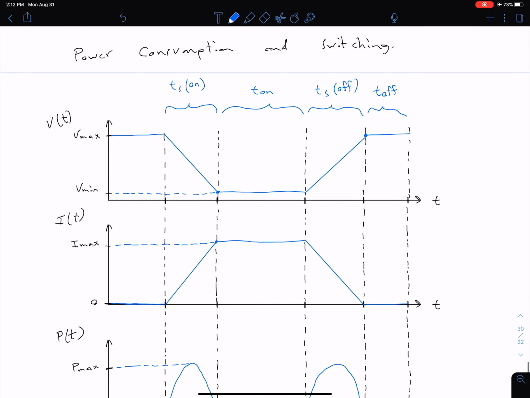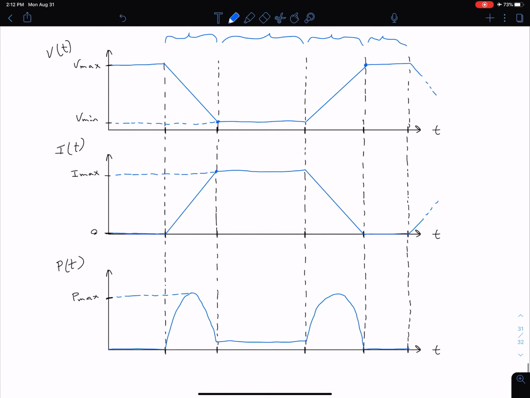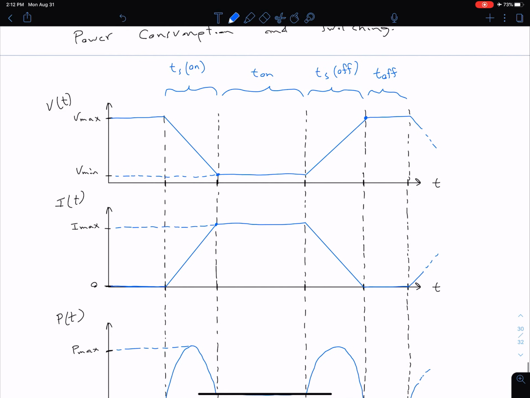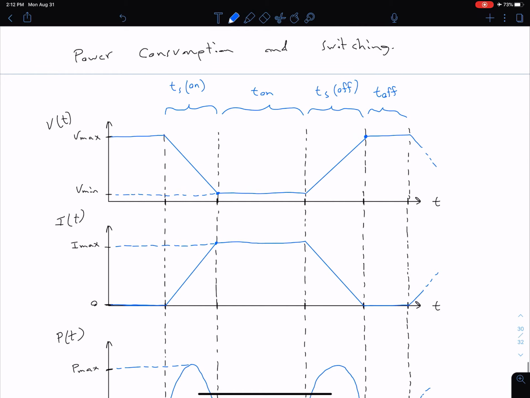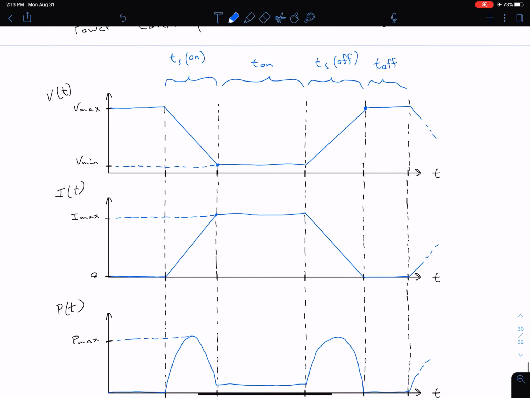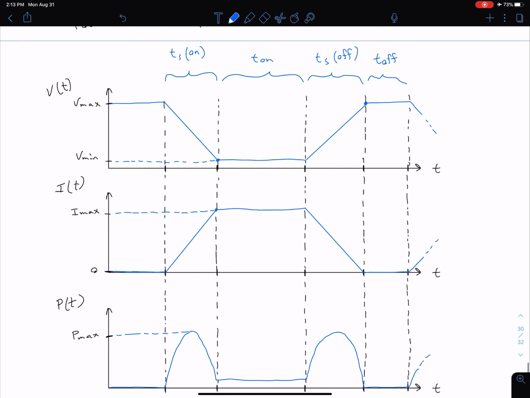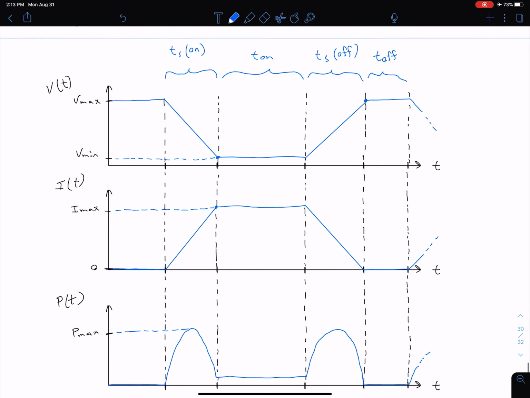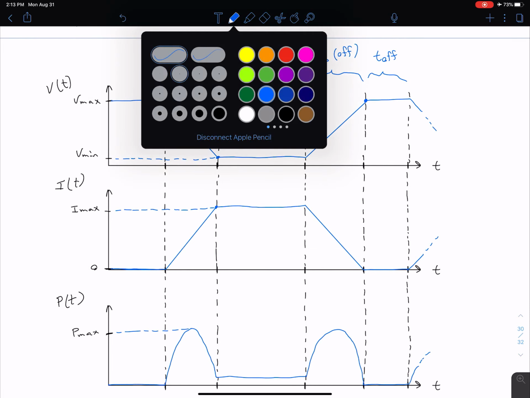So then let's say the whole process starts repeating again. So our voltage begins decreasing, our current begins increasing, and our power begins increasing as well. So we just have this sort of periodic repetition of this structure. And so essentially you can kind of see where we're going with this: by adjusting our duty cycles and the configuration of our active components in the circuit, we can adjust the relationship between our input and our output voltages.